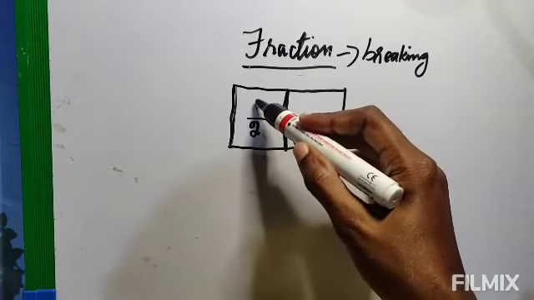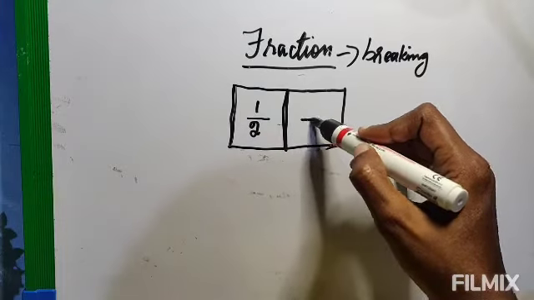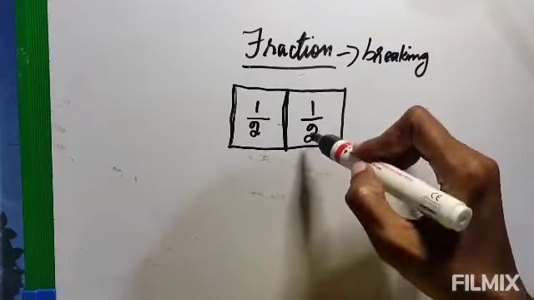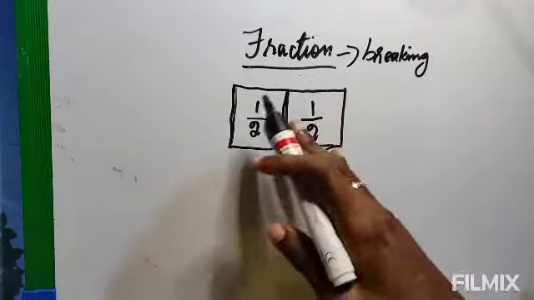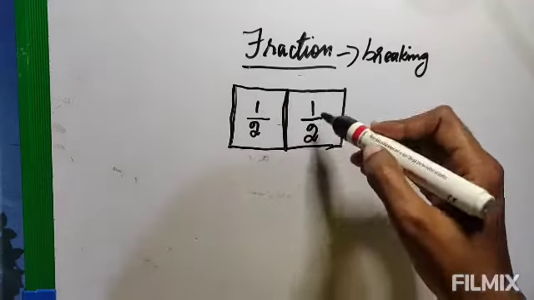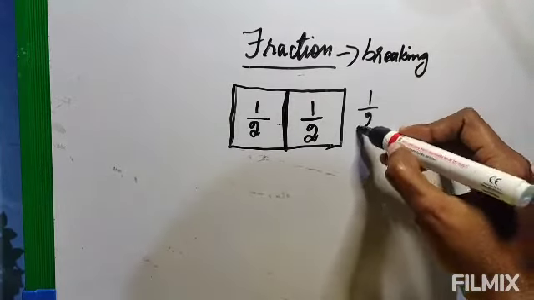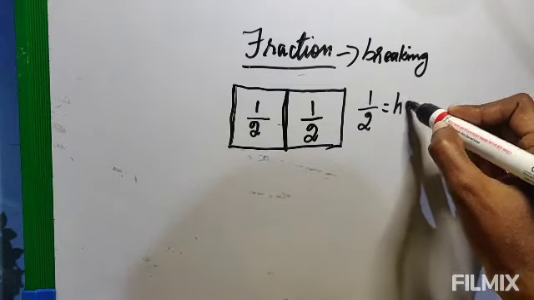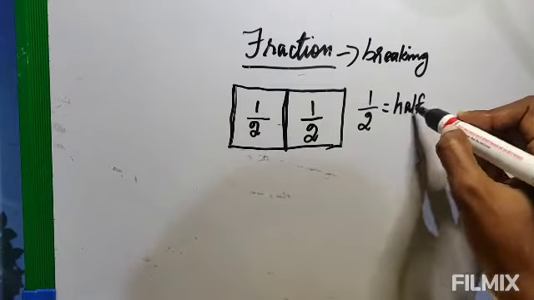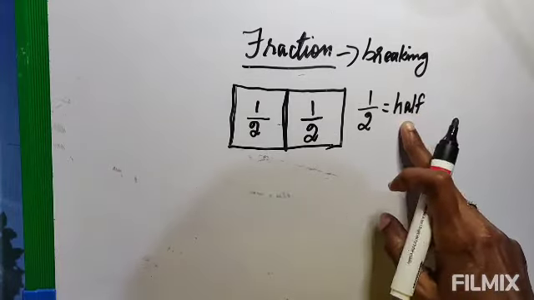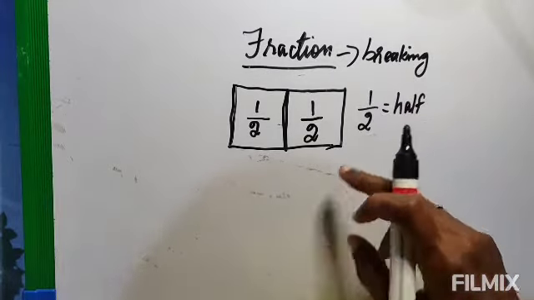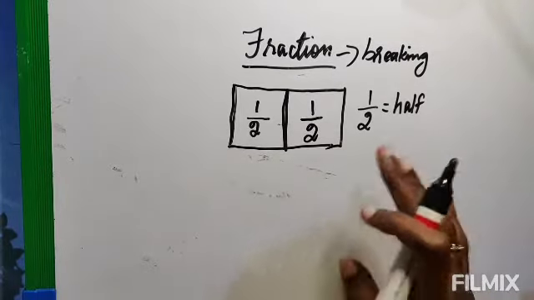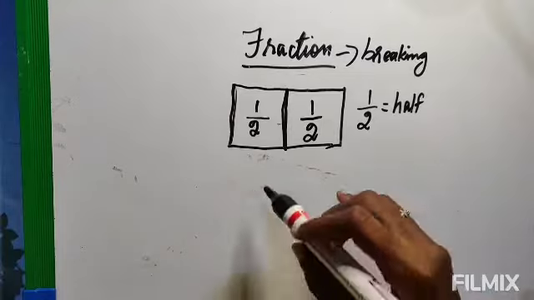So this is only one part, so on the top 1. The equal parts are 2 and this represents 1. So 1 by 2. This is dividing it into half. We can say 1 by 2, otherwise we can call it one half. When it is written in words we write half, but when it is written in numbers we write 1 by 2. Don't forget, half means 1 by 2, and 1 by 2 means half.